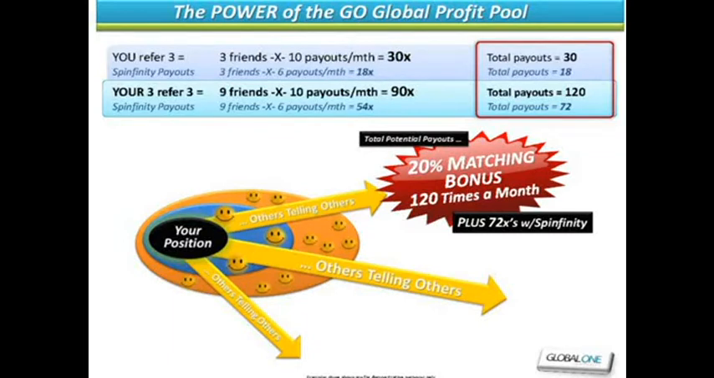So what we're doing here is showing that second generation. Now you have 9 friends in the group, and you're getting paid 90 times a month on those, for a total of 120. Real simple math, it's the 90 plus the 30. That's your 120. Same thing with the Spinfinity below there. So now you're getting paid about 200 times just in your first 2 generations with 3 referring 3. Pretty simple stuff, but very powerful stuff.